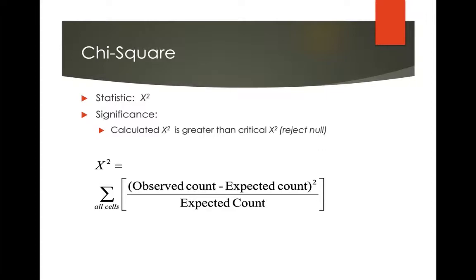The formula for the chi-square statistic is very simple. It is the summation of the observed count minus the expected count, squared, divided by the expected count. And this is something we are going to explore in an example in this slide.